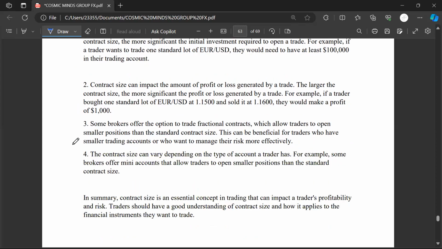Now, some brokers offer the option to trade fractional contracts. Like we said from the onset, whatever transaction you do is in terms of contracts or lots, and the lots are standard. But besides these standards that are set, some brokers can actually find a way around it.